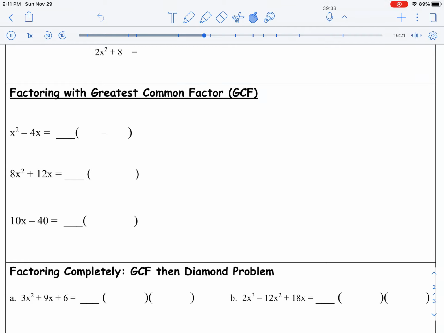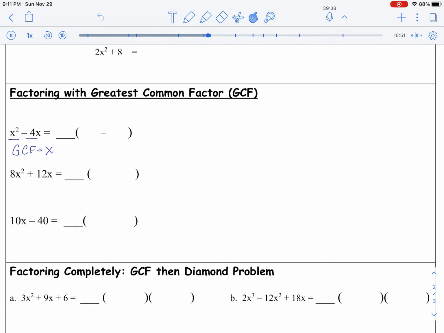Now that we've talked about finding greatest common factors, we can actually factor using greatest common factors. So here's what that means. I look at the expression x squared minus 4x. And I ask myself, looking at the two terms, x squared and negative 4x, what is the factor that they both have in common? Well, their GCF equals x.